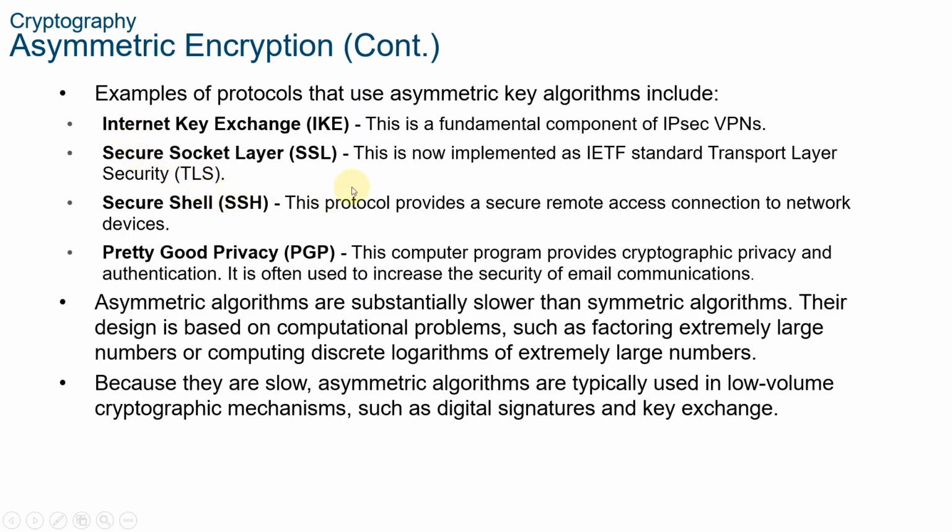Alright, so what are the examples of protocols that use asymmetric key algorithms? So this includes the IKE, or the Internet Key Exchange. This is a fundamental component of IPsec VPNs. So the next one is SSL, or the Secure Socket Layer. So this protocol provides a secure remote access connection to network devices. Okay. Next is SSH, or the Secure Shell. This protocol provides a secure remote access connection to network devices.